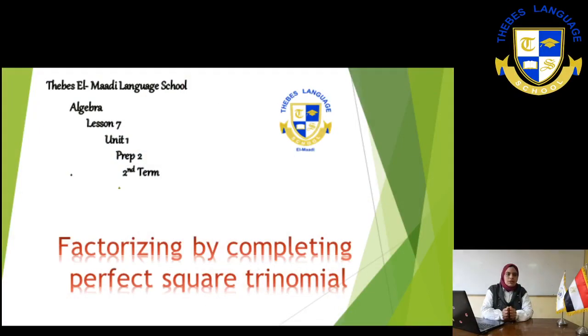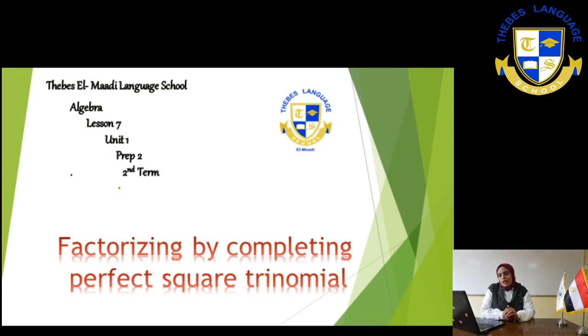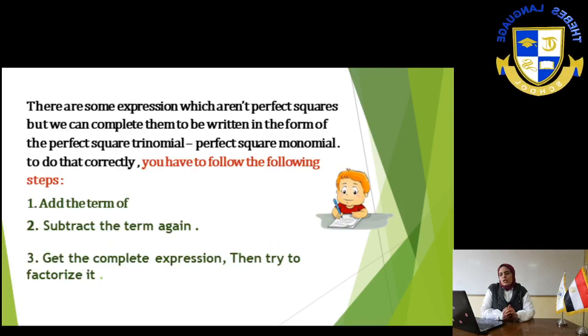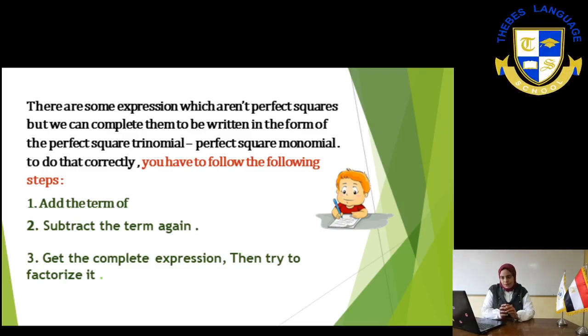I am here today for covering lesson 7 in unit 1 prep 2, which is factorizing by completing perfect square trinomial. Let's move to slide number 2. There are some expressions which are not perfect square, but we can complete them to be written in the form of perfect square trinomial. To do that, you have to follow the following steps.